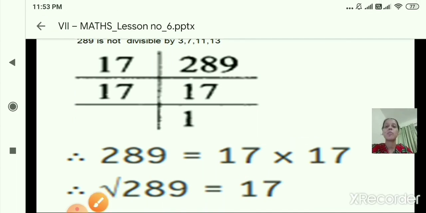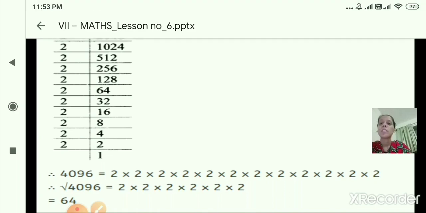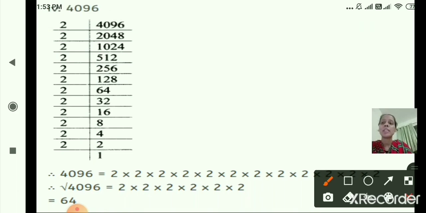Now we'll move to the next sum. Now the fourth sum, 4096. Now we'll start. First we have written here 4096, that is the question. Now 4096 is divisible by 2, as at the unit place 6 is there. Which number is at the unit place? 6. So it is divisible by 2, correct? This is an even number, so it is divisible by 2.